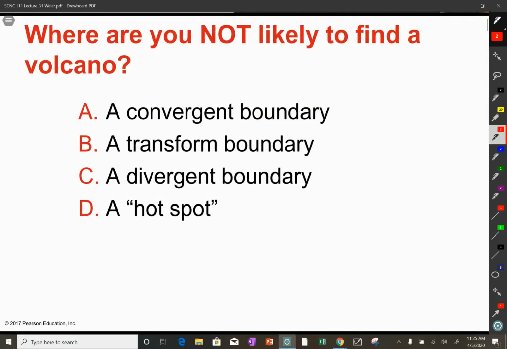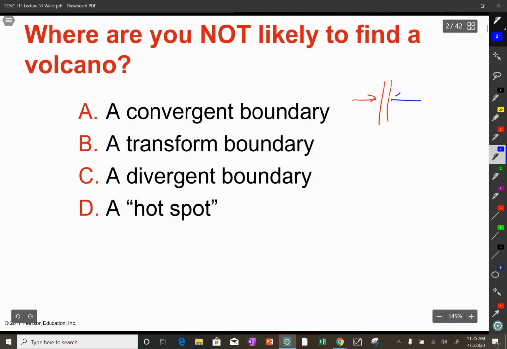Now, just going back to two lectures ago, make sure that you remember something. Where are you not likely to find a volcano? So we have a convergent boundary. That's where we have two tectonic plates that are pushing toward each other. A transform boundary is where we have two plates that are sliding against each other. And then we have a divergent boundary, which is where you have two plates that are moving away from each other. And finally, a hotspot.